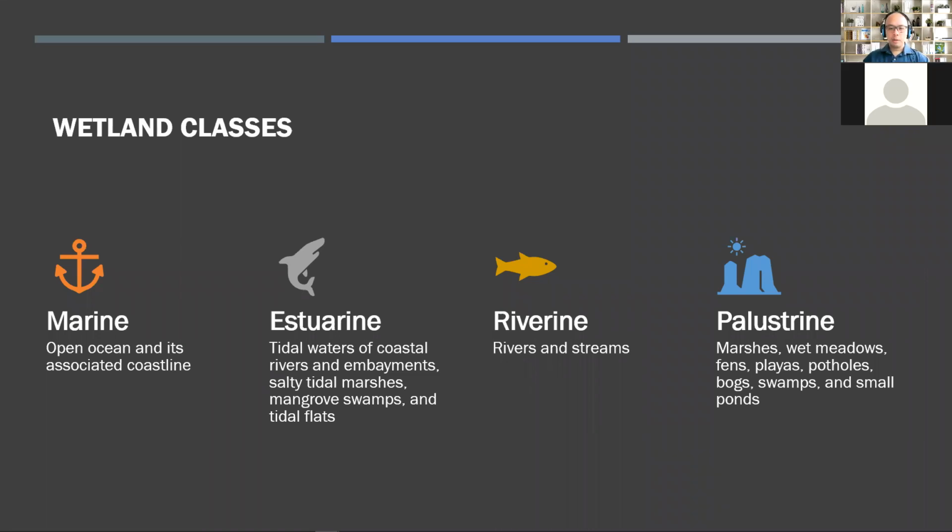Now there are different wetland classes. There's marine wetlands, there's estuaries, there's riverine, and last is the palustrine. That includes marshes, wet meadows, ferns, potholes, bogs, swamps, and small ponds.